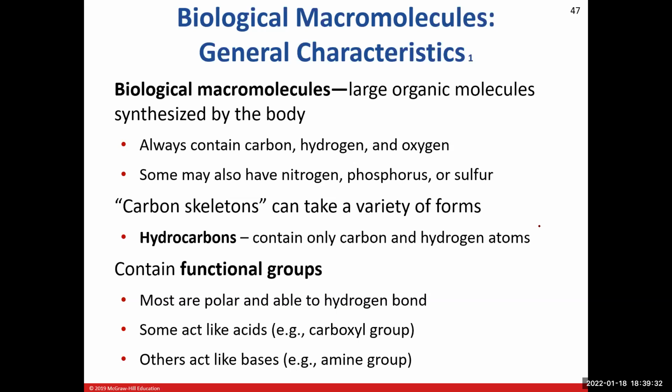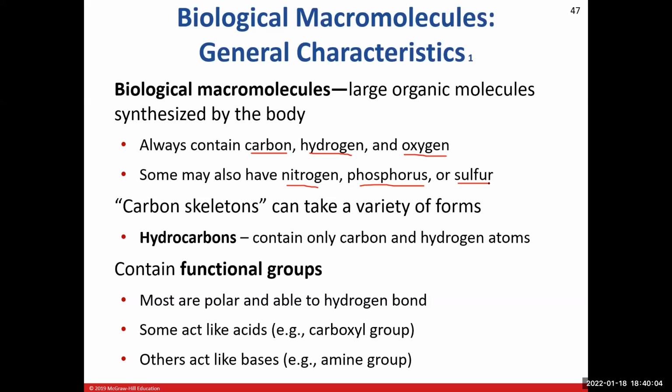So these biological macromolecules are made in our bodies, and they have to contain carbon, obviously, because they're organic, hydrogen, and oxygen. So C, H, and O. They have to contain those. And then some of our macromolecules will contain nitrogen and phosphorus or sulfur. But all of them have to contain carbon, hydrogen, and oxygen.